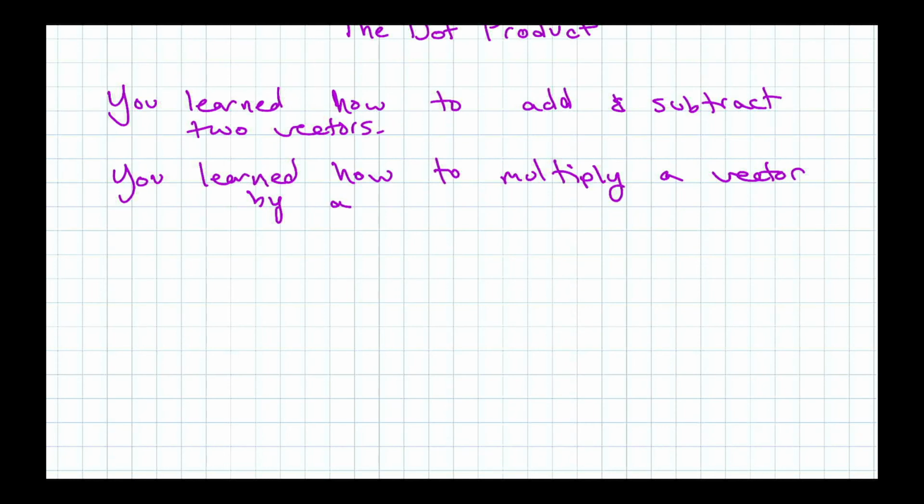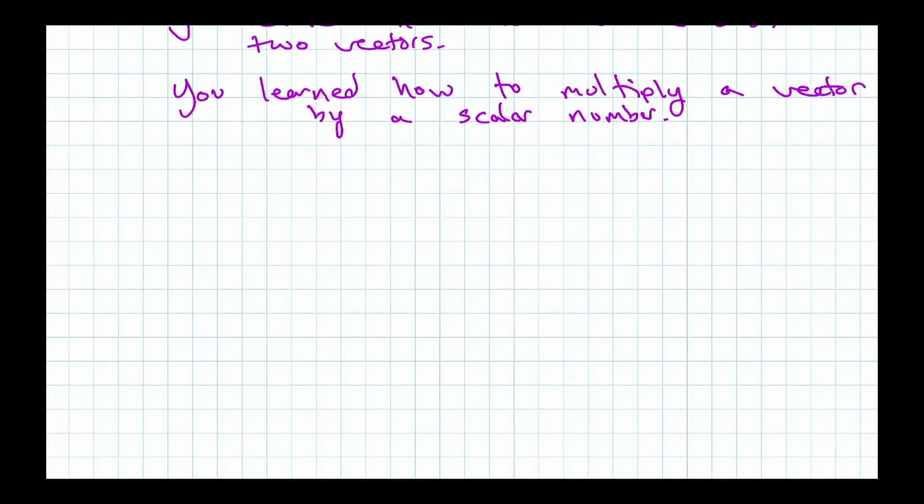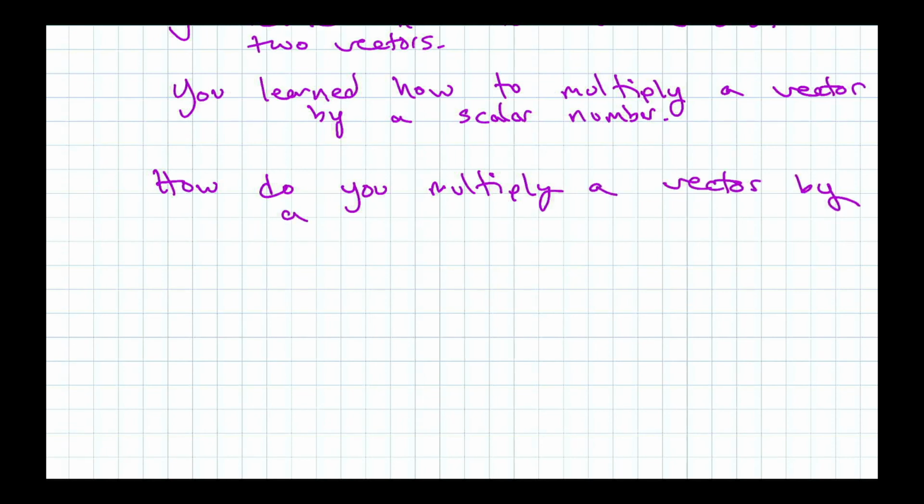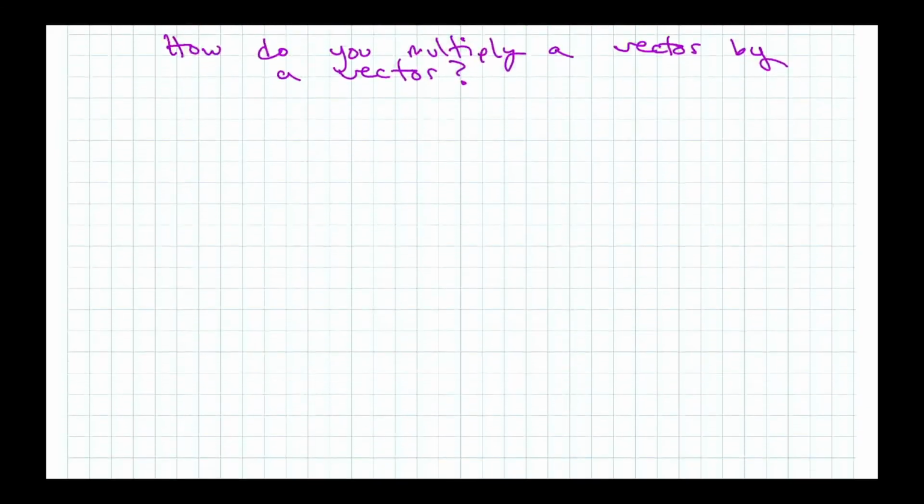So you learned how to multiply a vector by a scalar number. So the question is, how do you multiply a vector by a vector? And the answer to that is that there's more than one way to define it, and each way that you can define a multiplication between a vector and a vector can be used for different applications. Okay, so there's more than one way to do it.